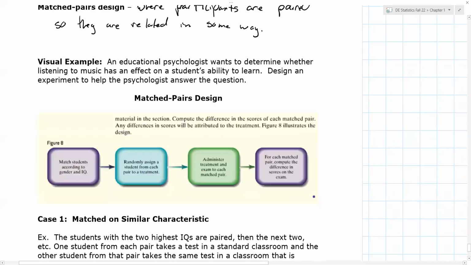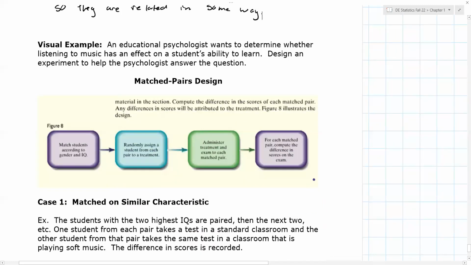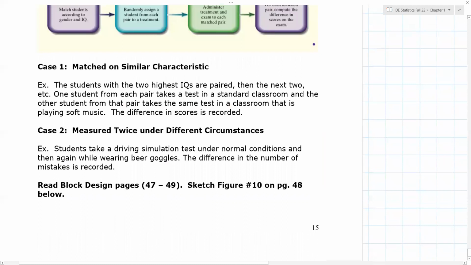This is a visual example of a setup and how someone could go through and set up a matched pairs experiment. And then there are two different cases of how you could match someone up. You match someone up based on a characteristic, or you measure the same person twice, but you perform that treatment in between. You change the circumstances. So without drunk goggles and then with the drunk goggles, or before you've been taught the material, and after you've been taught the material.